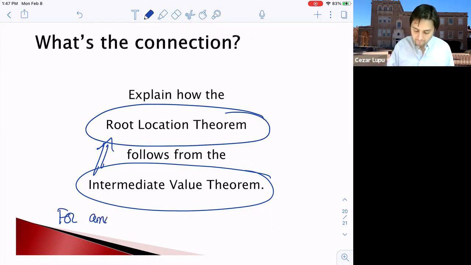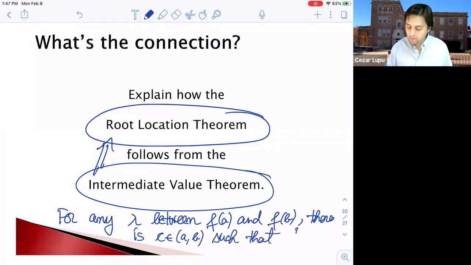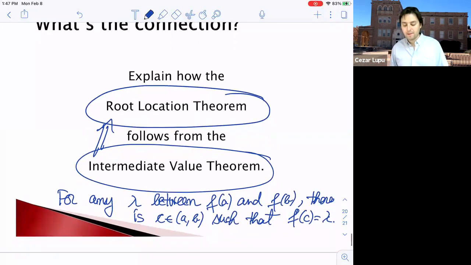So for any lambda between f of a and f of b, there is c in the interval a, b, such that f of c is lambda. So that's the intermediate value theorem or intermediate value property. Well, the root location will follow immediately, right?